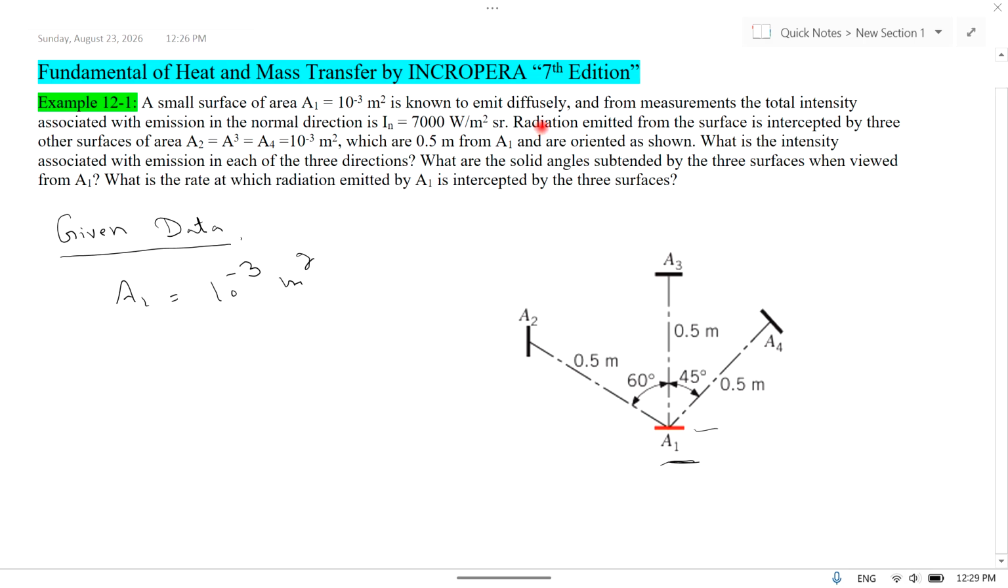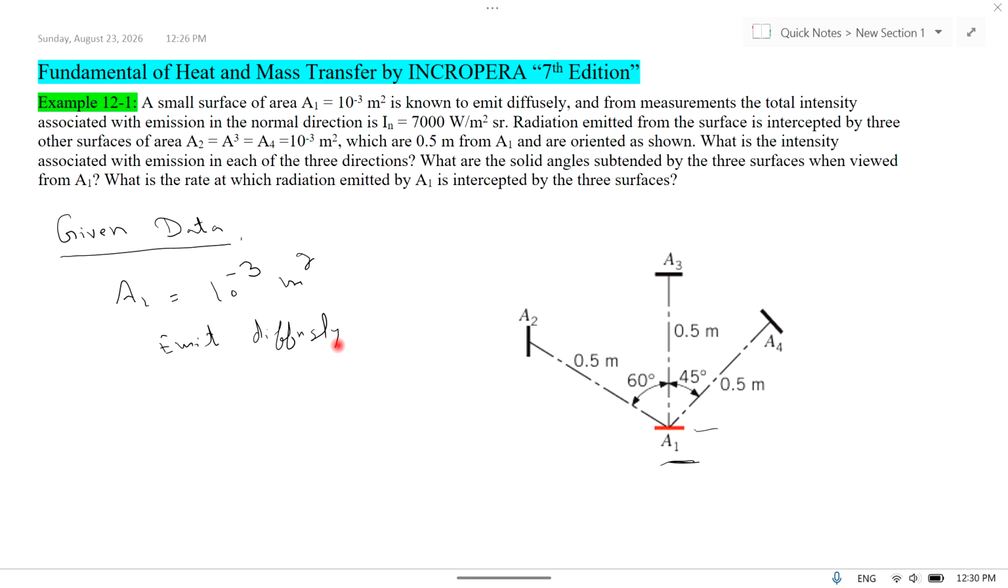Emit diffusely means that it emits radiation the same in all directions, so the intensity of radiation will be equal in all directions. This is important: emitting diffusely means emitting radiation equally in all directions, and this is one of the properties of a black body.